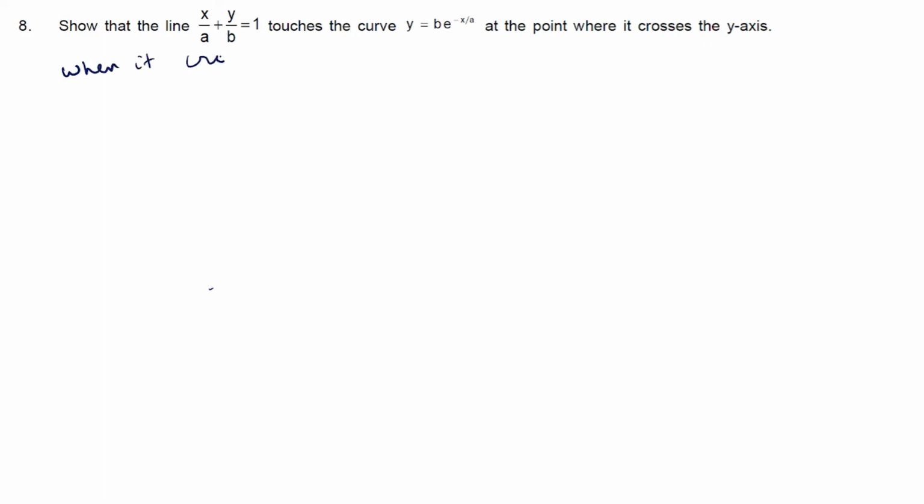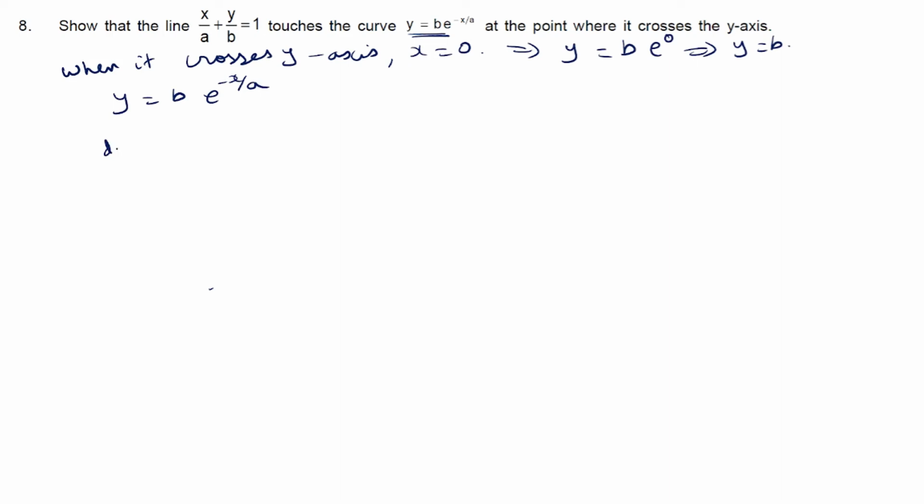So when it crosses the y-axis, x equal to 0. Now we can substitute x equal to 0 here and we can find y. y is equal to b into e raised to 0, which means y equal to b. Now let us find dy by dx. dy by dx is equal to b into e raised to minus x by a into minus 1 by a, or it is equal to minus b by a into e raised to minus x by a. So we have the required point as 0, b.